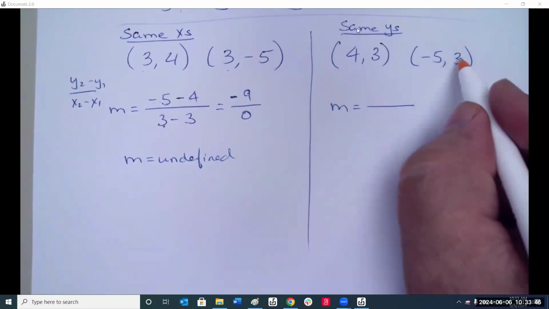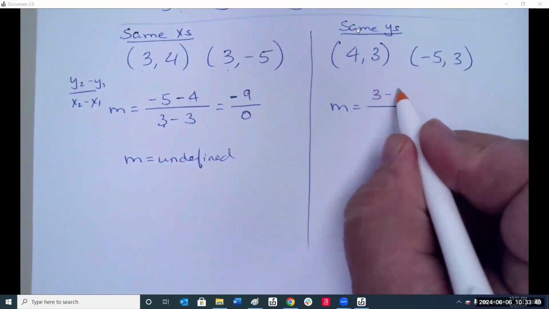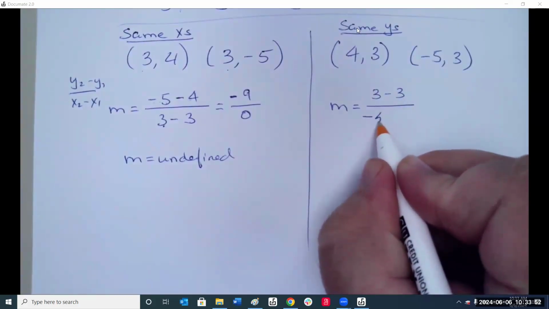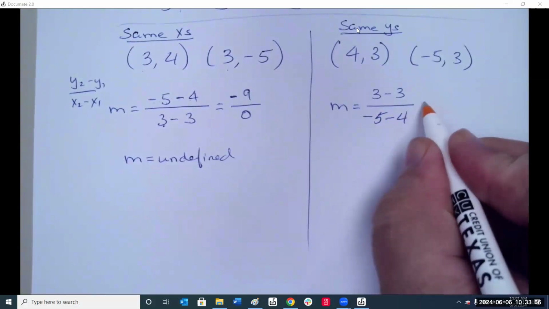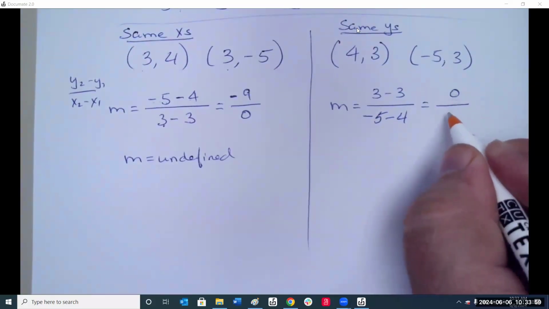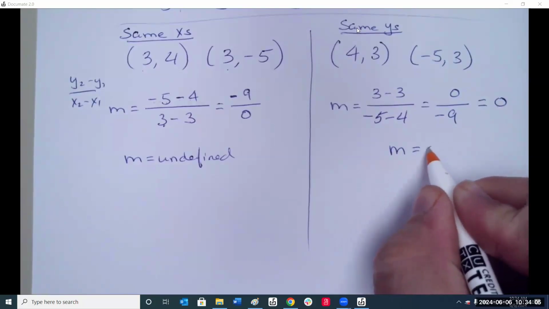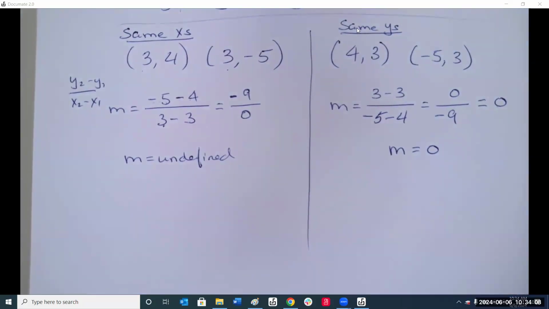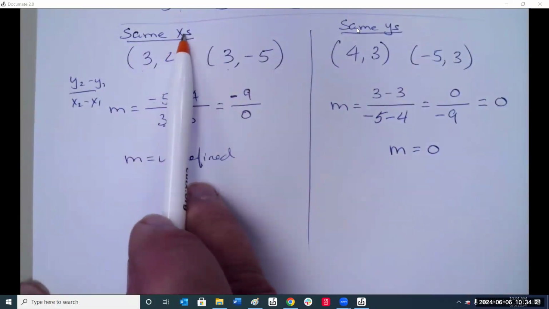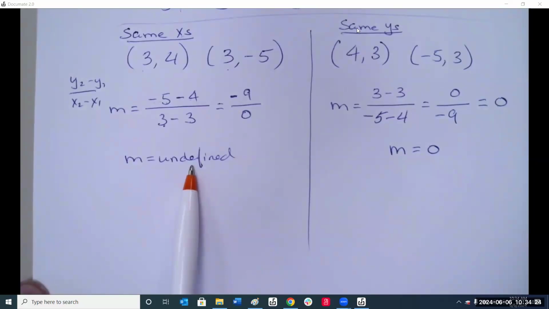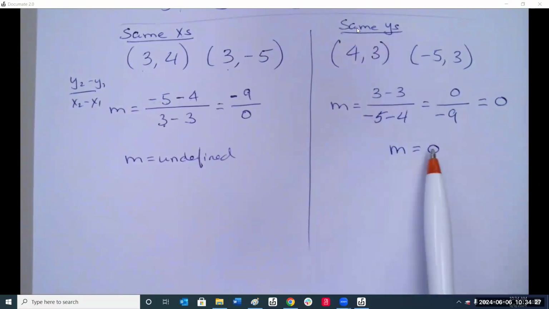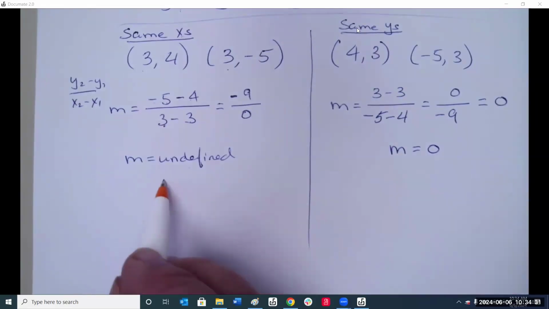And the second one, y2 minus y1 over x2 minus x1. Zero over -9 is 0. So if you have the same x's, it's automatically going to give you an undefined slope. If you have the same y's, the slope's going to be 0. Let's see what the graphs look like.